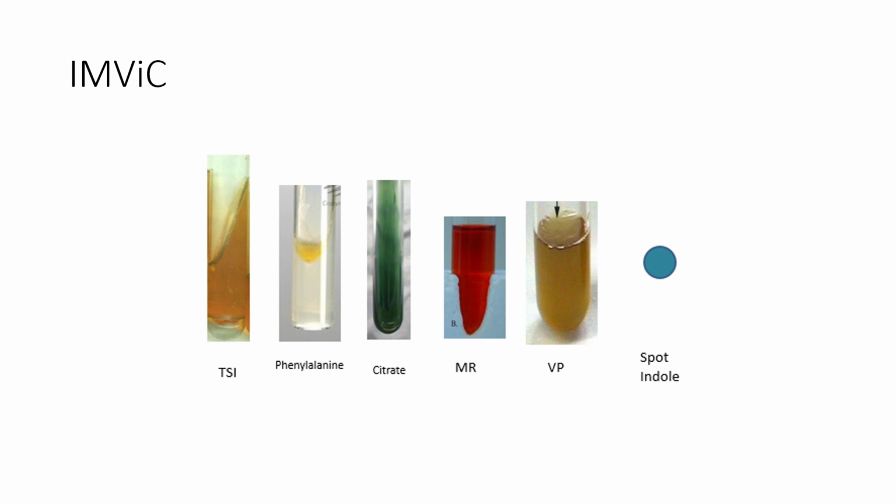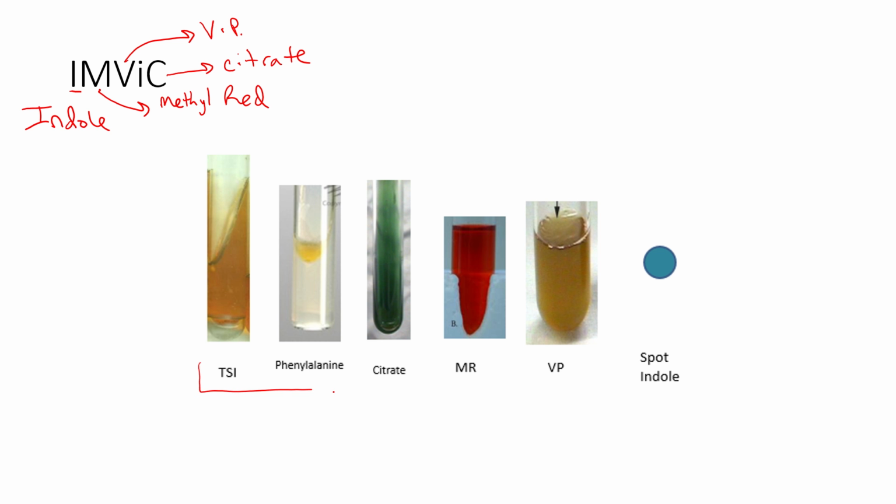And now we get into the IMViC. So the IMViC, I is for indole. The M is for methyl red. The V is for Voges-Proskauer. And the C is for citrate. So when we report an IMViC score, we're going to report it as a positive or negative result for each one of these. So looking at this series of tubes here, they're in random order, and there's a couple extra tests in here, which we'll discuss in just a little bit.